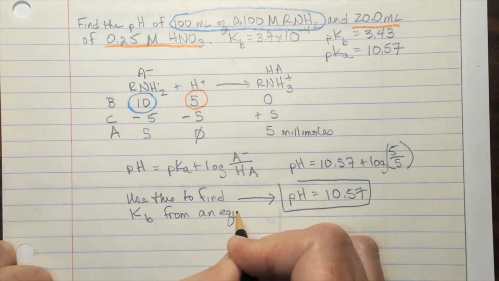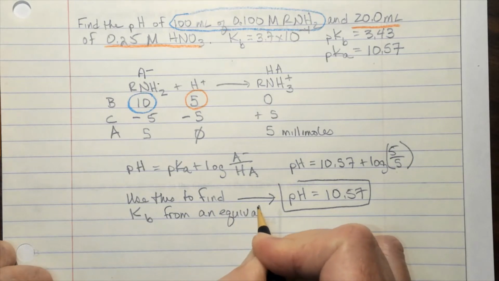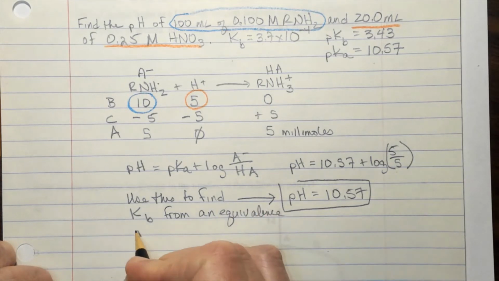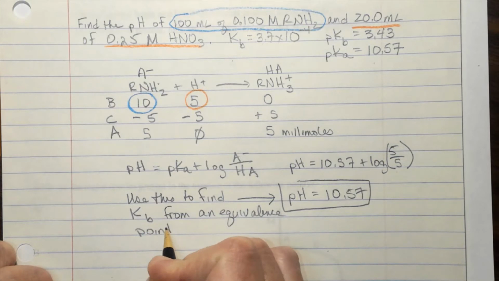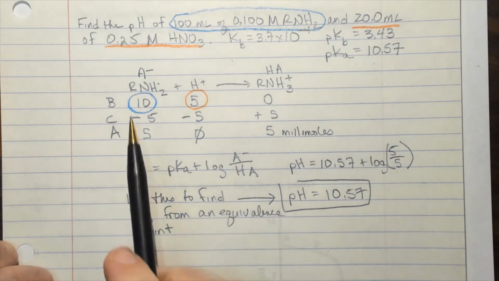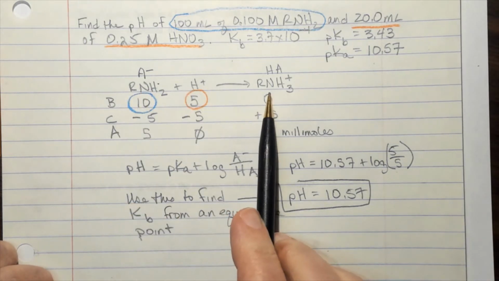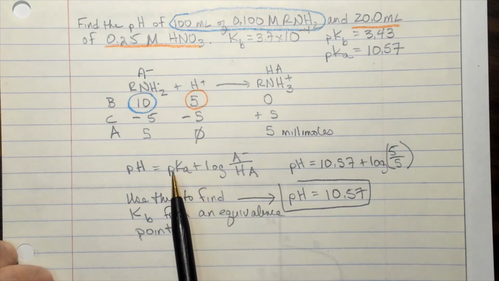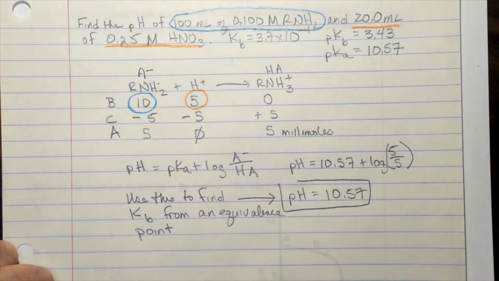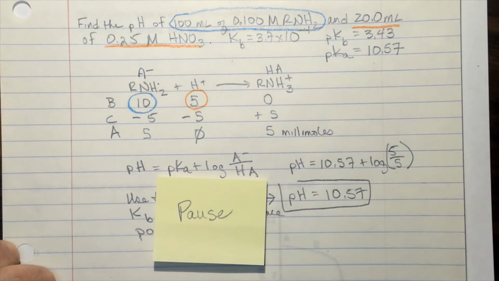In this case, we knew what it was, but we're just reconfirming that when the amount of A minus equals the amount of HA, that's going to be equal to either your Ka or Kb value, depending on what you're looking at. We're going to pause again to get ready for the next one.